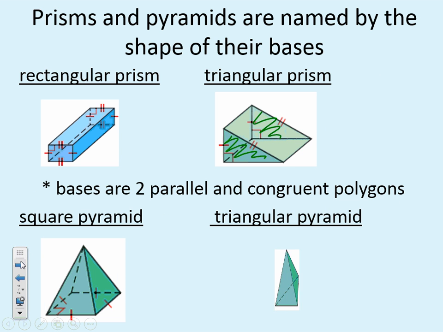And we can also look at the same idea with pyramids. Pyramids will also have a base, and that's how we describe them. We have a square pyramid who has a square on the base, and we have a triangular pyramid who would have a triangle on his base. We'll learn more about that as we work through our work in the coming weeks.